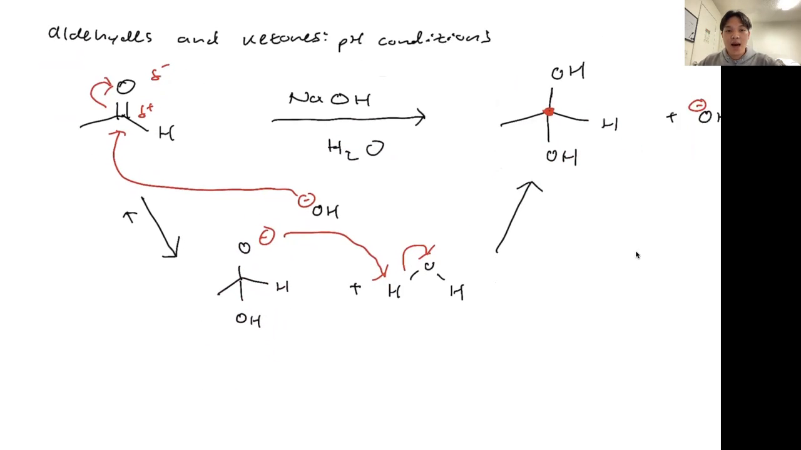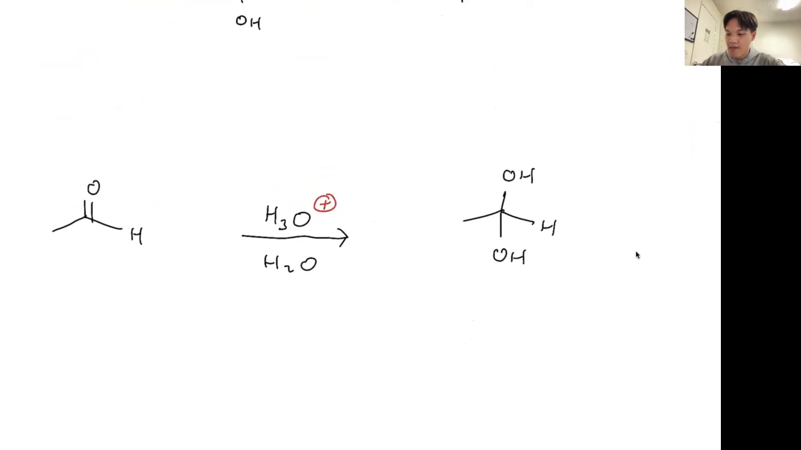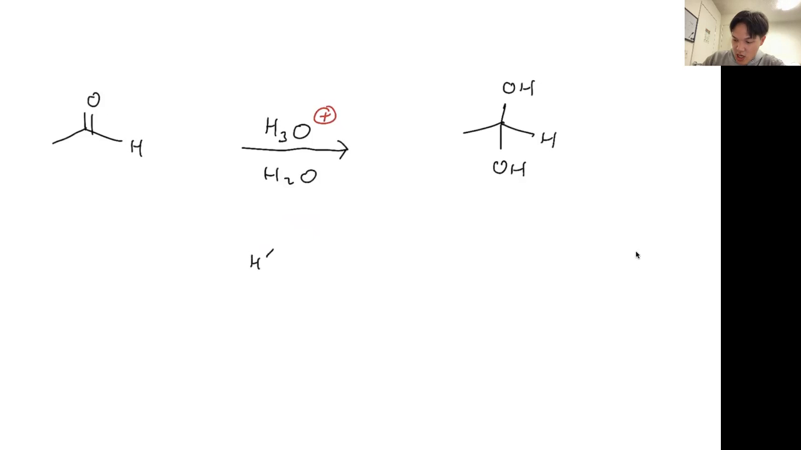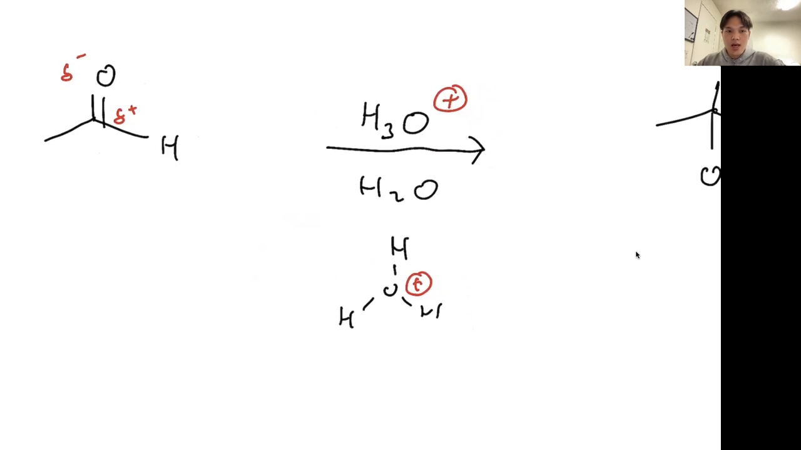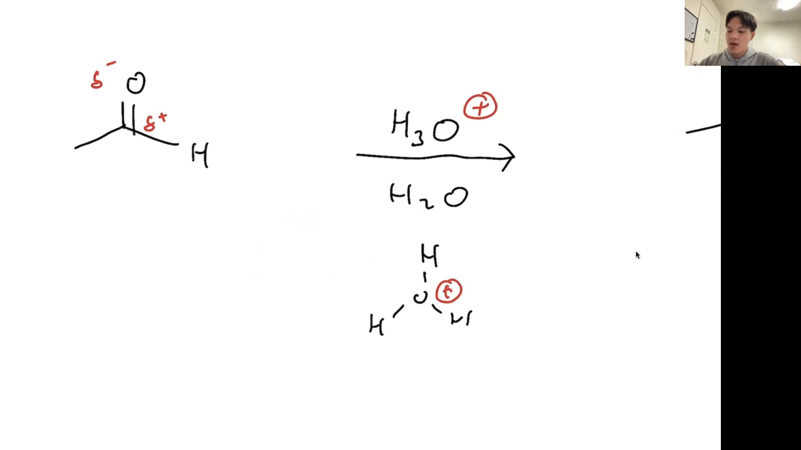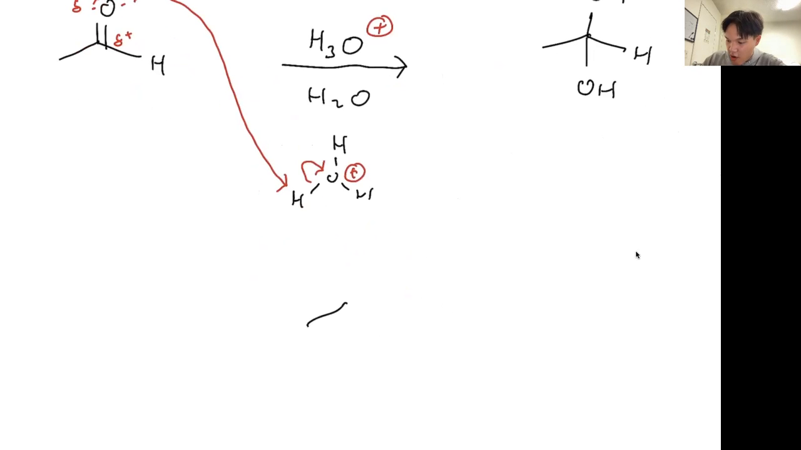And then this can happen also under acidic conditions, right? So let's say we have this compound here, H3O. Again, this can be any acid. I'm just using H3O. So now in this case, again, remember that we have a delta negative and a delta positive, right? So this is going to be a little bit more tricky. Because my oxygen has lone pairs, I can grab a hydrogen from the acid, right? And then we form this, right?